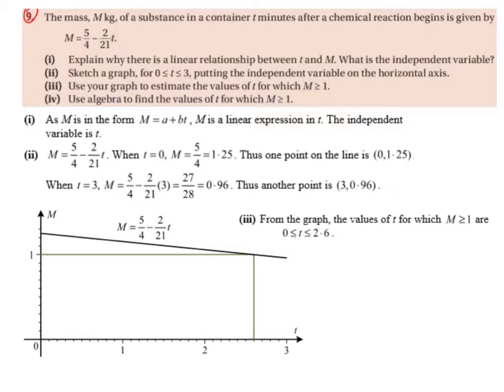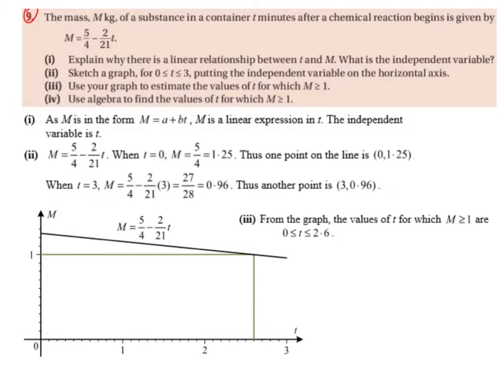So to sketch the graph, we can substitute t values from 0 up to 3 into our formula or our equation to get corresponding m values. So we can swap the t for 0 with brackets around it, and we'll find out what our m value is. Then we can substitute in 1, 2 and 3.